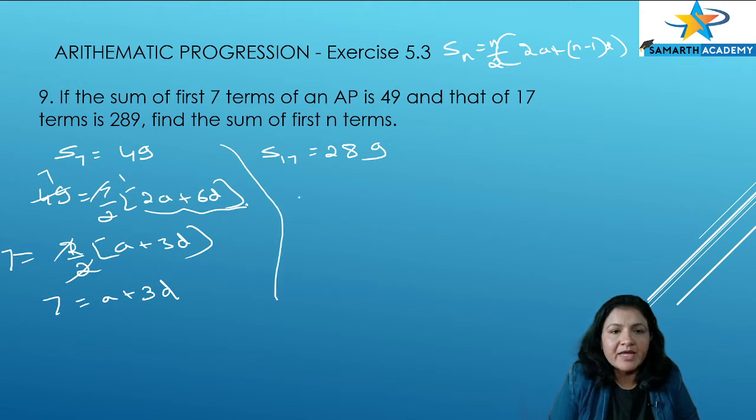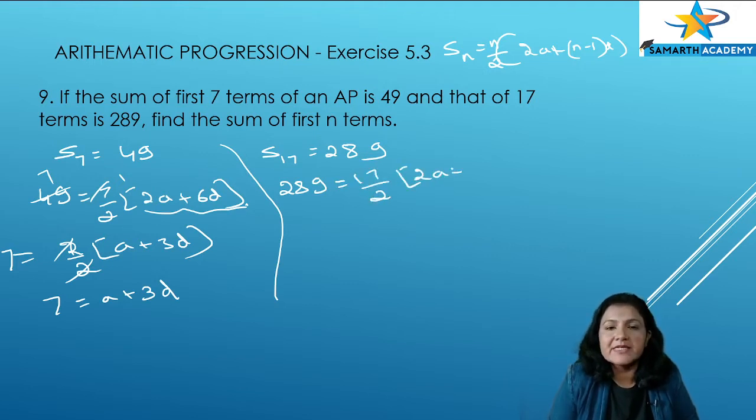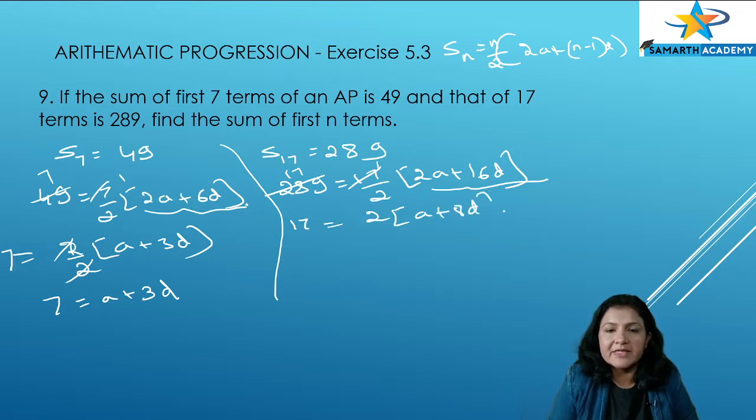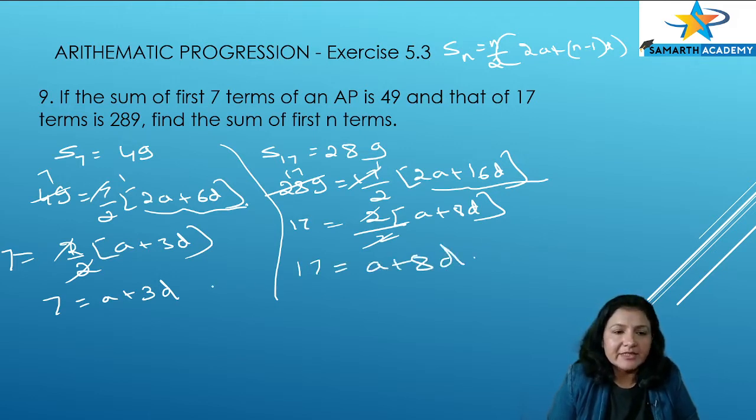Similarly here, S17 is 289. So 289 equal to n by 2, that is 17 by 2, into 2a plus 16d. 17 ones are 17, 17 seventeens are 289. Next step, we will take 2 common from this. If I take 2 common, what remains? A plus 8d remains. This 2 gets cancelled with this. So 17 is equal to a plus 8d. Let this be equation 1 and this be equation 2.